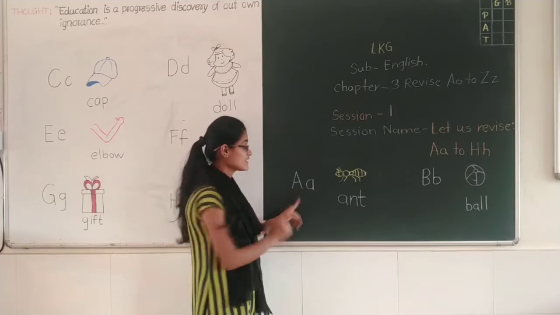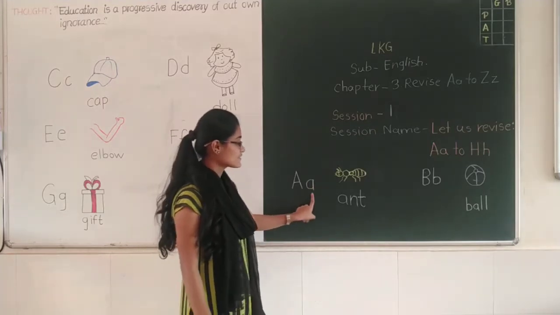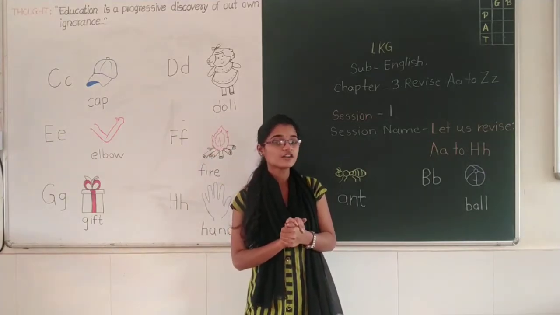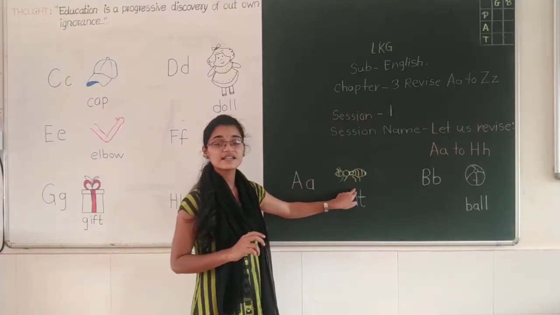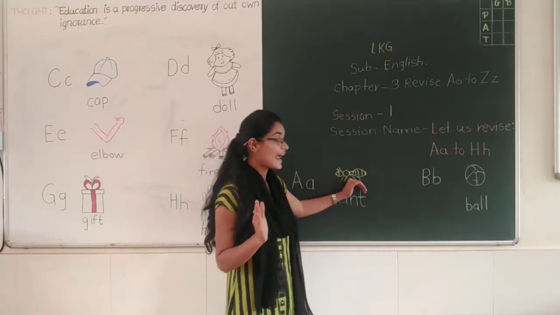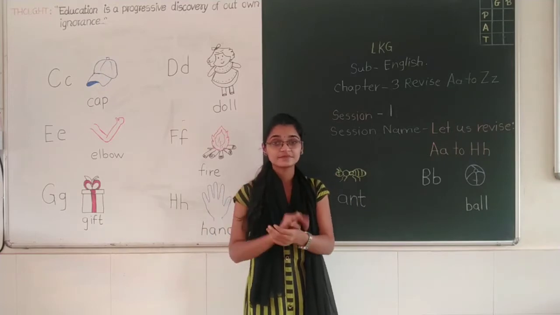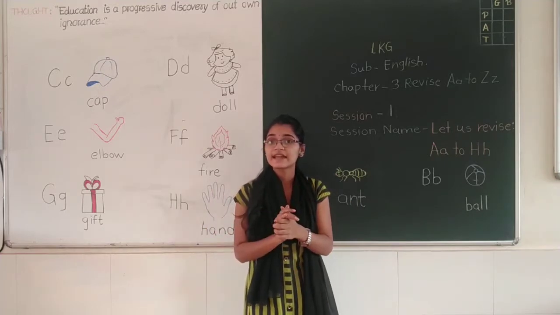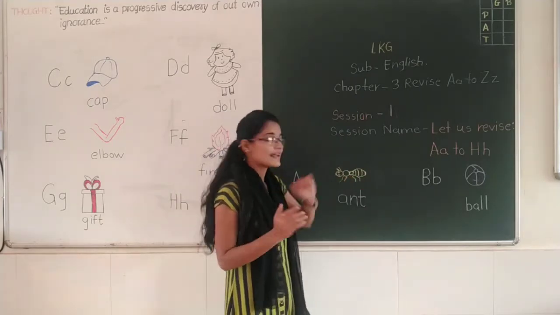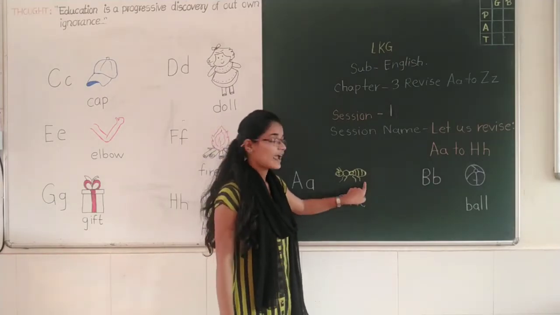Capital A, right? This is capital A and this is small a. Capital A, small a. Now tell me, A for what? Look at here. Which picture is this? This is the picture of ant, right? So A for ant. And what is the sound of letter A? A says what? A says a, right? A says a for ant. Now read the spelling of ant. A-N-T, ant. Okay?